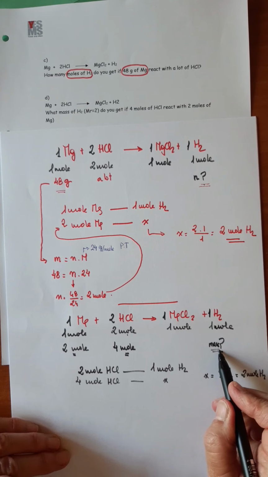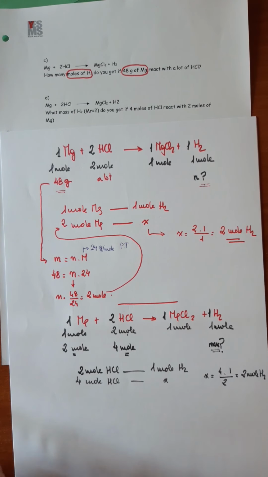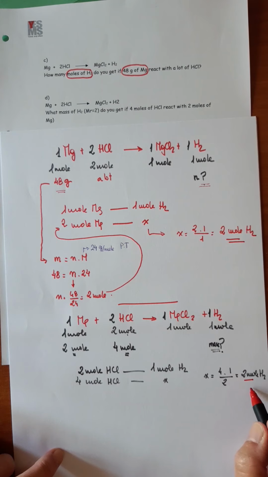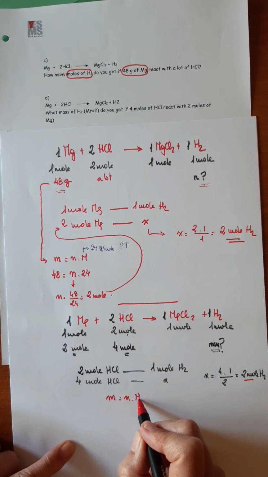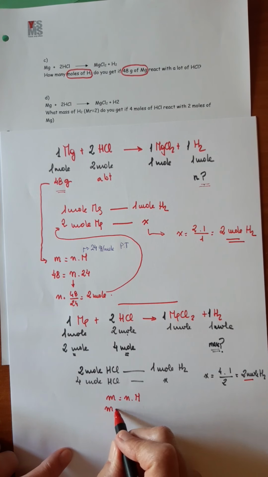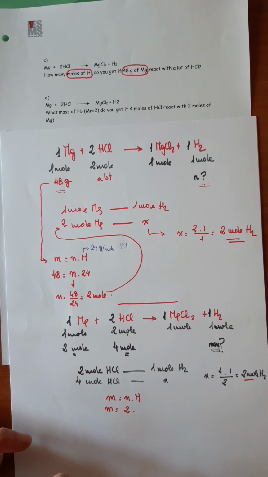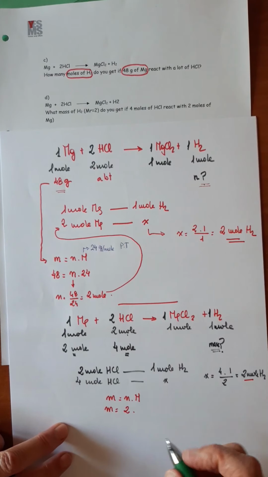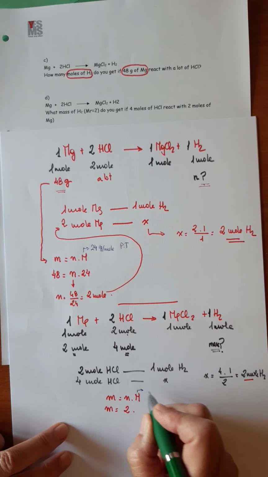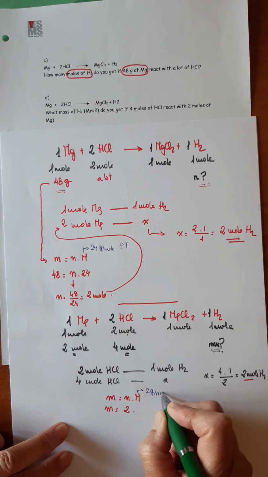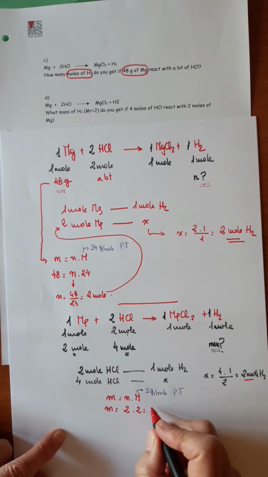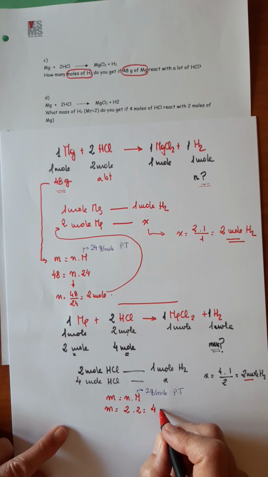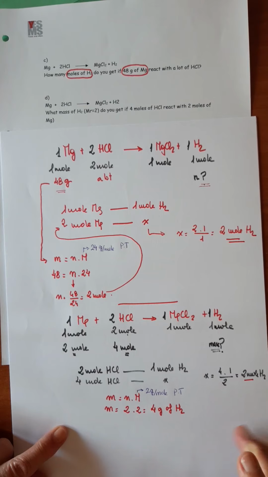But they ask us about the mass, so we have to translate 2 moles into mass. Always the same formula, m equals n times M. So the mass would be number of moles 2 times the molar mass. In the exercise, they give us the molar mass of hydrogen, which is 2 grams per mole from the periodic table. So it's 2 times 2, and the final result is 4 grams of hydrogen.